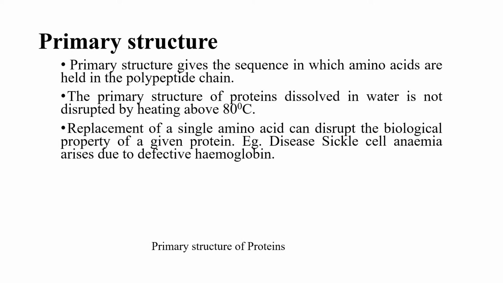For example, the disease sickle cell anemia results due to defective hemoglobin, that is, the replacement of a single amino acid in the protein hemoglobin. And the primary structure of a protein can be written like this.